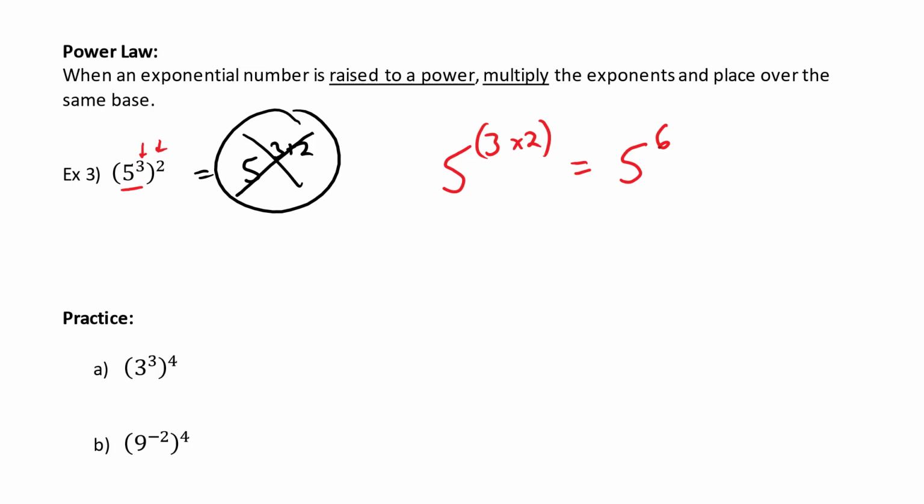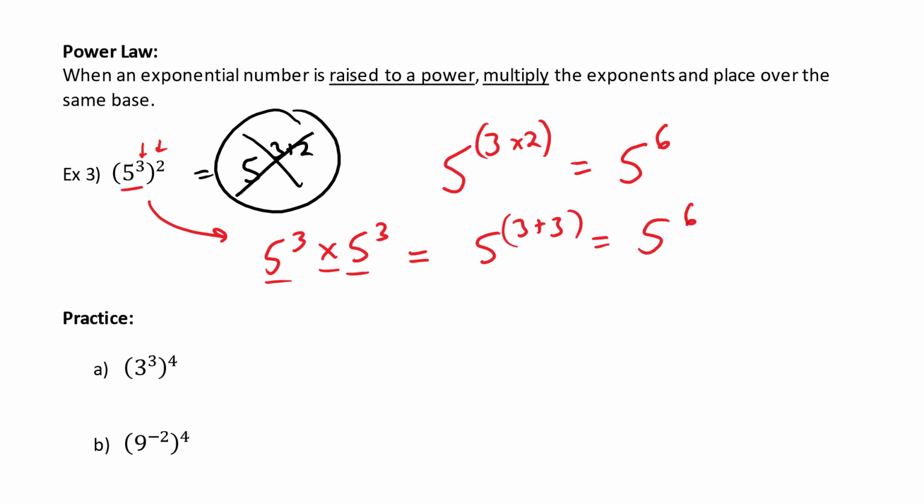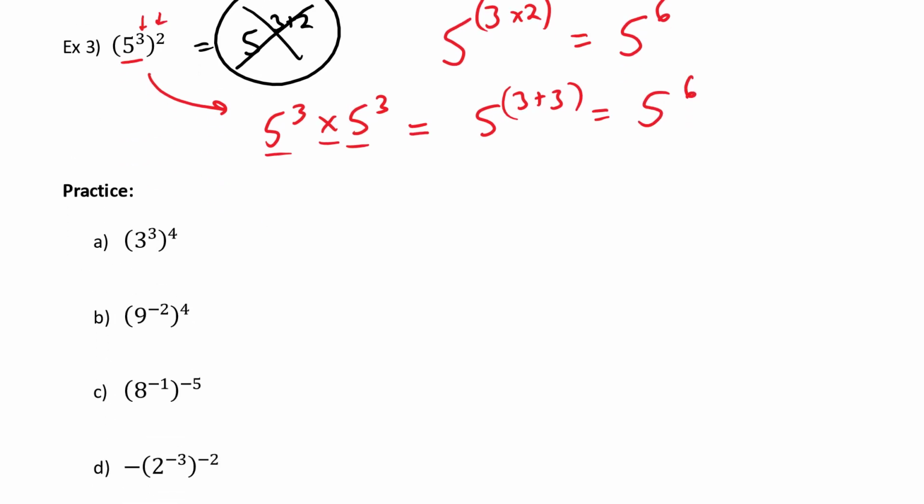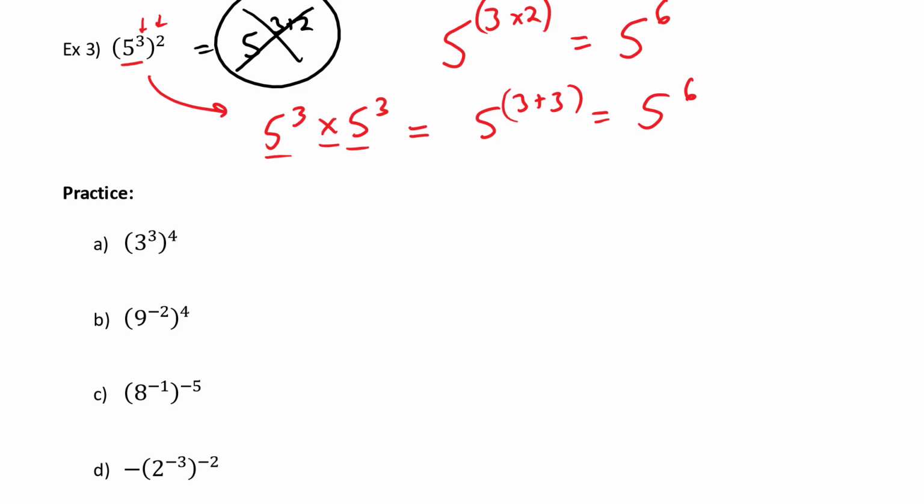If you don't believe me, expand it outwards. 5 cubed times 5 cubed. That's what that means. We're multiplying two values to the same base, so we add them up. 5 to the 6. Give A through D a try right now.